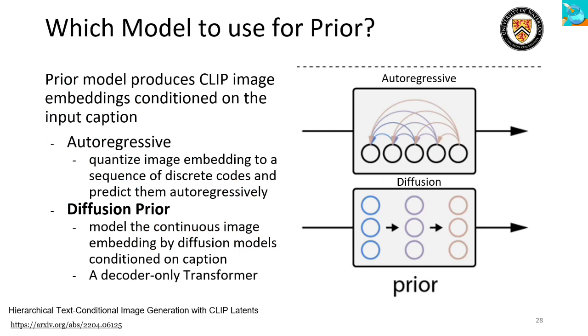So what was the prior model that produced the CLIP image embedding conditioned on the input caption? In the literature, they tried two different approaches. The first approach is autoregressive. They quantize the image embedding into a sequence of discrete codes and predict them autoregressively. But they found that the diffusion prior performed much better, so they model the continuous image embedding with diffusion models, where the diffusion model is a decoder-only transformer conditioned on the caption.